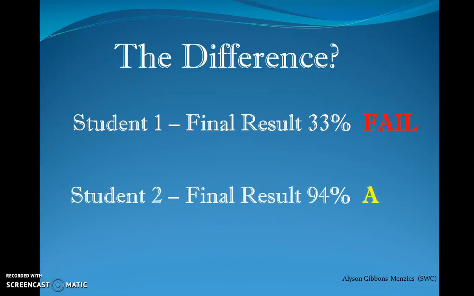Student 2, however, had a final exam result of 94%. She scored a grade A, and she will now go on to study in her program. Now, which student are you going to be?